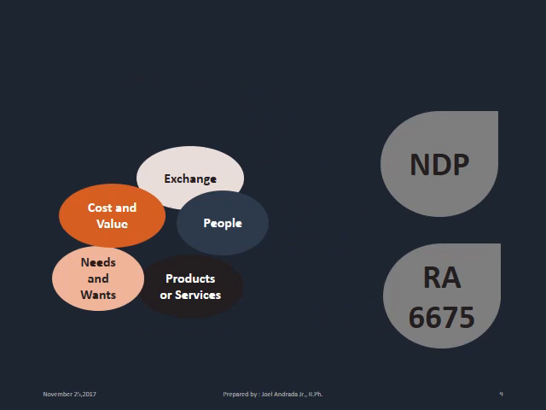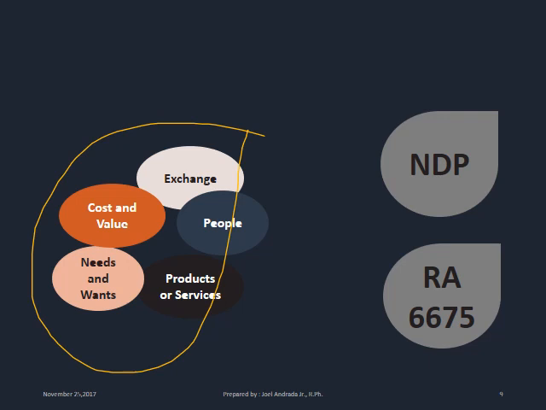Now, let's go to our last topic outline. We now discuss the five concepts of marketing. We defined already marketing as a process of satisfying the needs and the wants of the people through giving them the products or services in exchange for value and cost.